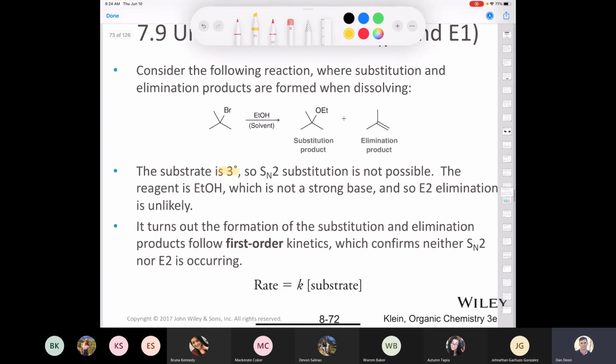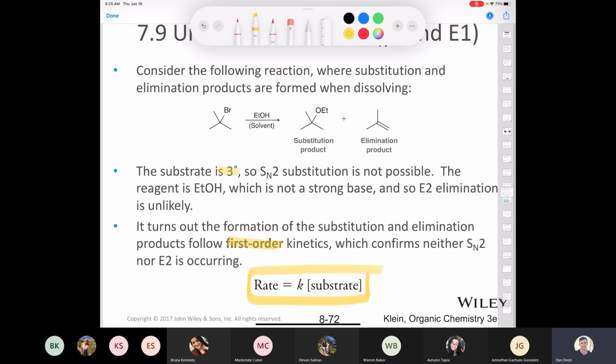Remember, all these E2 reactions that we've looked at, they either involved ethoxide or tert-butoxide, but we had to have a strong base in order for those to occur. So what's happening here? It turns out that the formation of the substitution and the elimination products actually follow first-order kinetics, which proves that it's not an E2 and it's not an SN2 reaction. So what does first-order kinetics mean? It means that our rate law looks like this.